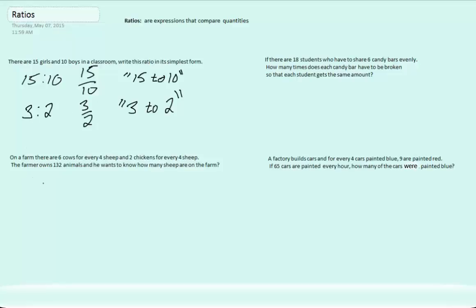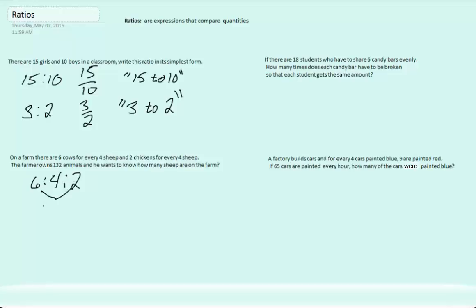Now that we understand what a ratio is and the basics of ratios, let's look at a few story problems. Our first problem says, on a farm there are 6 cows for every 4 sheep and 2 chickens for every 4 sheep. The farmer owns 132 animals and he wants to know how many sheep are on the farm. First, let's write our information into ratio form. When we write it as a ratio, we get 6 cows to 4 sheep and 4 sheep to 2 chickens.